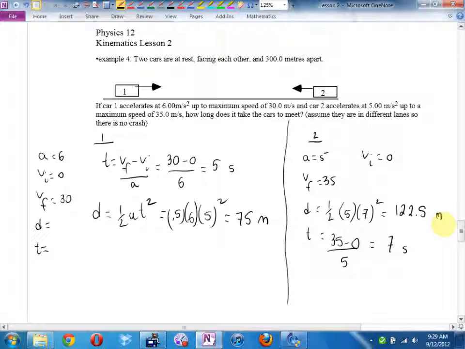And I'm going to really muck up my diagram a little bit. So after 5 seconds, how much distance has car 1 traveled? 75. After 5 seconds, how far has car 2 traveled? Careful, not 122.5. You know what? Let's put a 5 instead of the 7 right there.